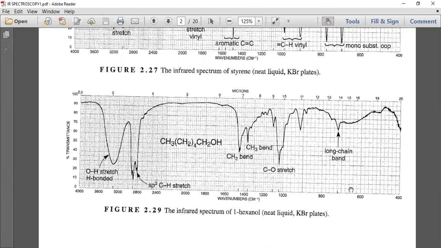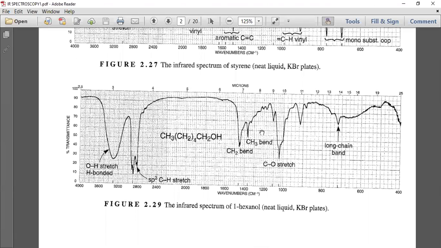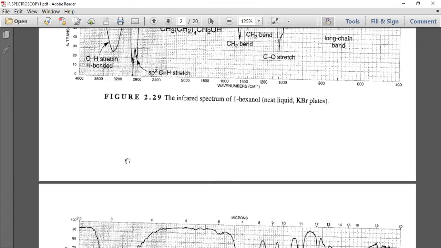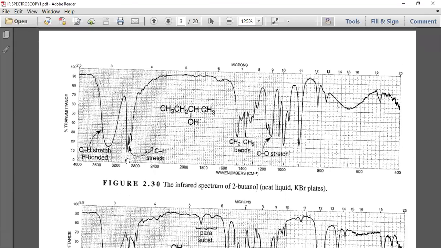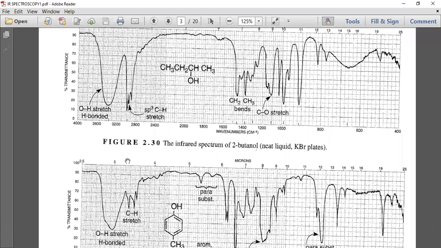I'll quickly go through some more. When we have alcohol, what is important? We need to look for the broad OH stretching frequency around 3400. If it is hydrogen bonded, it will give a broad peak. If it is free, that means it doesn't possess hydrogen bonding, then it will give a sharp peak. I'll give the differences also. Here also it is the same thing.